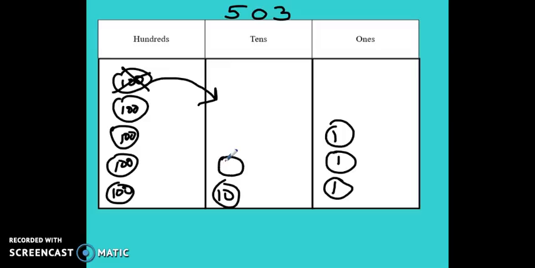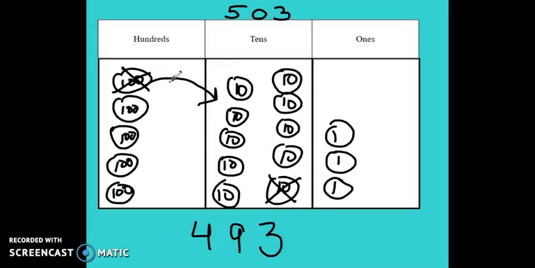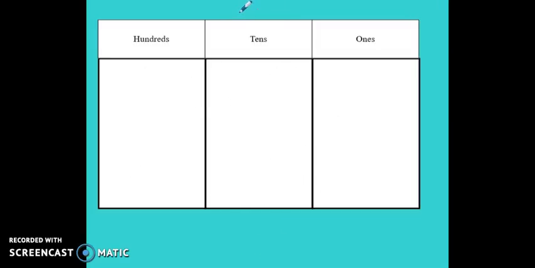So I'm going to draw my 10 tens. So it's 10, 20, 30, 40, 50, 60, 70, 80, 90, 100. Now I can take 10 away. So I cross out one of my tens. 10 less than 503 would be 493. So we had to borrow one of our hundreds and break it up to make our tens so that we could take 10 away. We'll look at one more example like that.